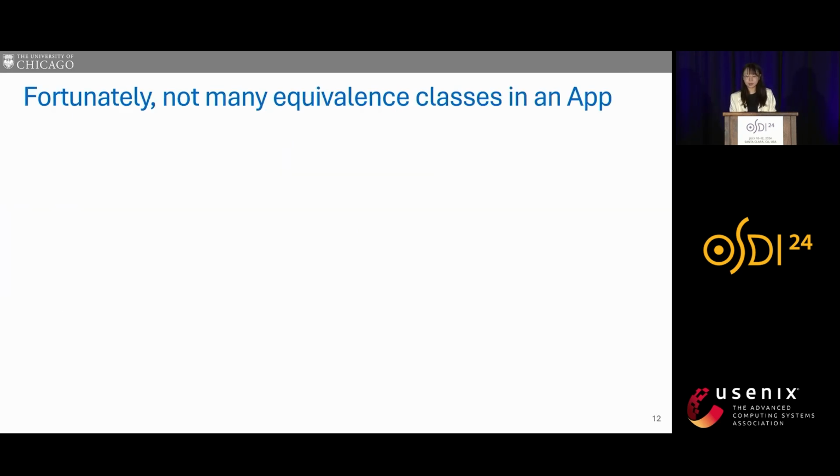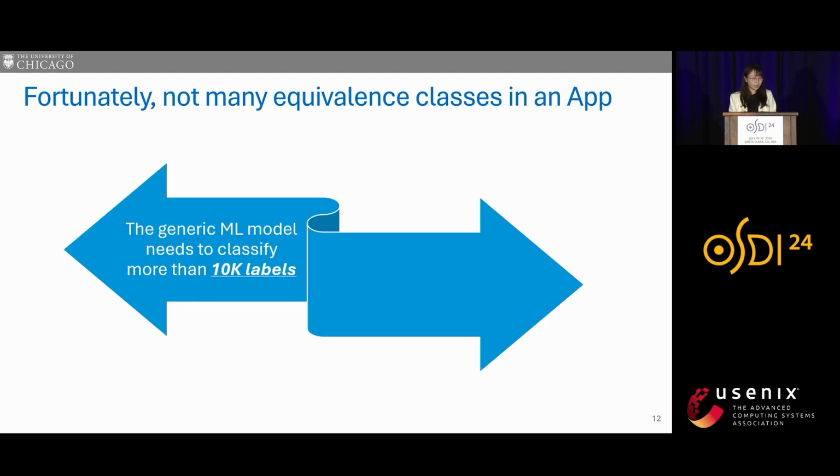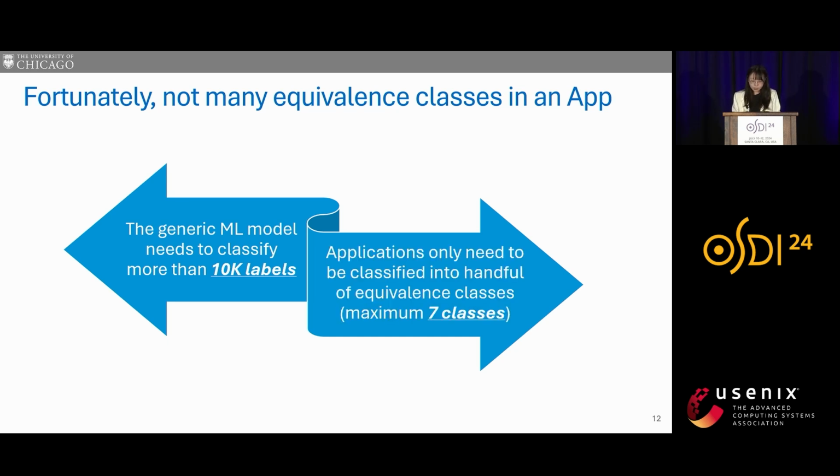Fortunately, we found that there are not many equivalent classes in each app. Unlike the generic models that need to classify more than 10K labels, the maximum number of classes the applications need to be classified into is only 7 in our benchmark.